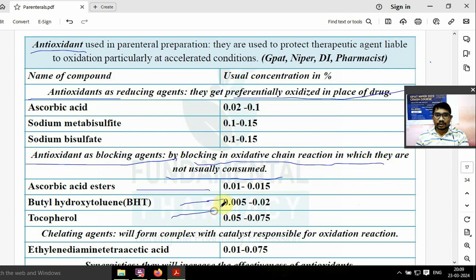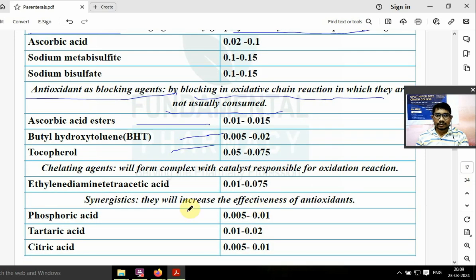Right. Now next आता है chelating agent. Chelating agent they will chelate the metals because metal ion है ना, metal ion they are responsible for the catalysis. So it will form a complex with the catalyst responsible for the oxidation reaction. Ethylene diamine tetraacetic acid, EDTA.